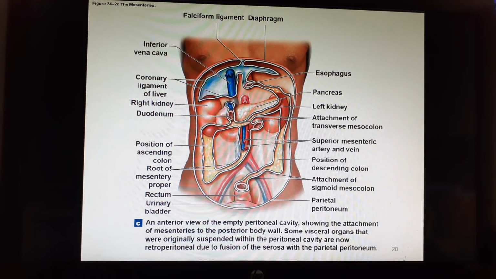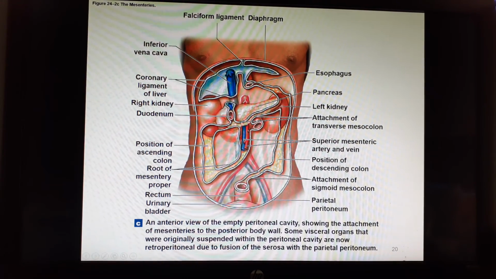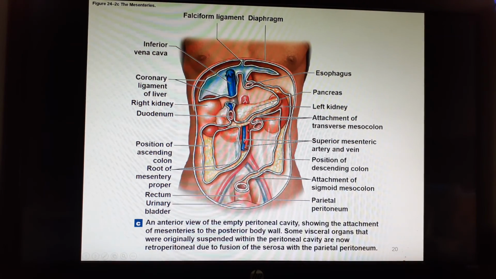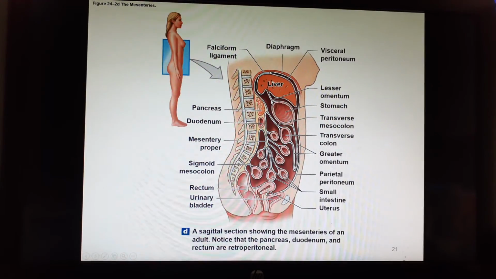Here are the other ligaments. We have the falciform ligament here. It's attached to the diaphragm and runs through the liver. Okay, we have, let me see, can't really see them very well. You have the transverse mesocolon attached here. You can see some of these little lines showing you where the colon is. A better view of this is this one.